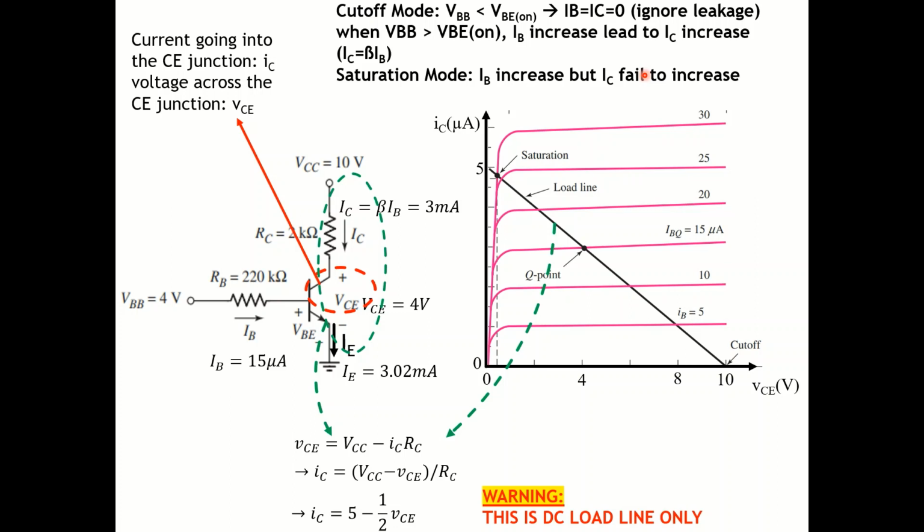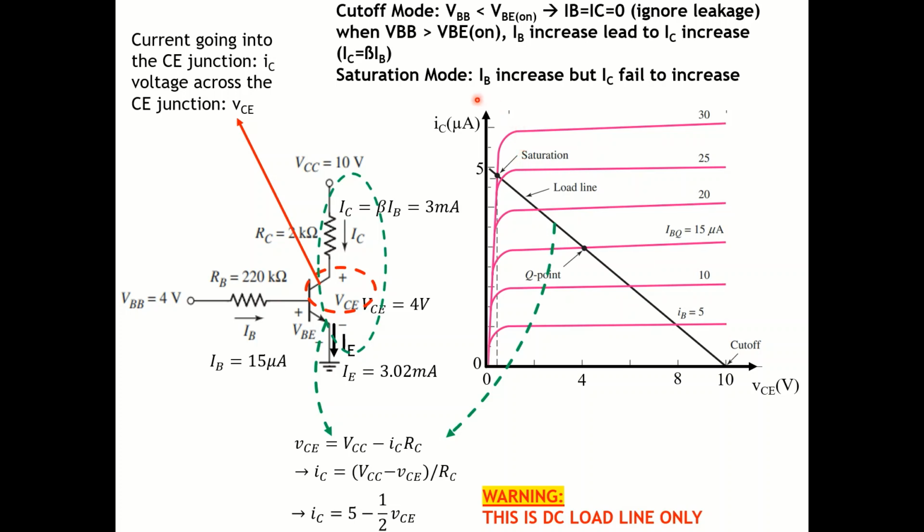But when your VBB is larger than VBE on, now you can power it on. You power your transistor on, then in that case you can see every time you increase IB, you actually increase the IC also. So increase base current, you can increase collector current. However, you can only do this up to one point.